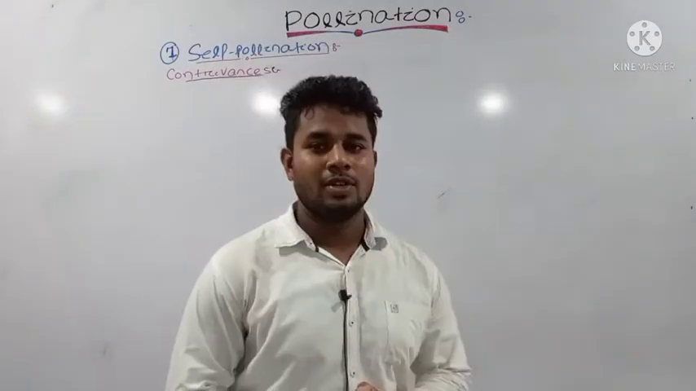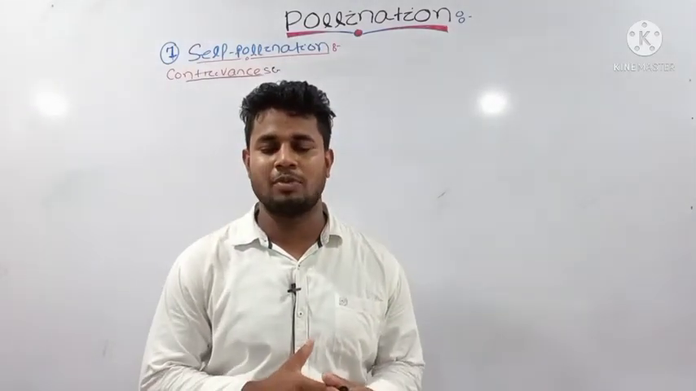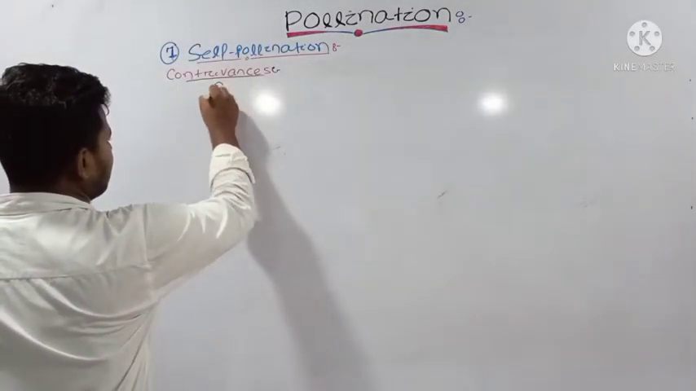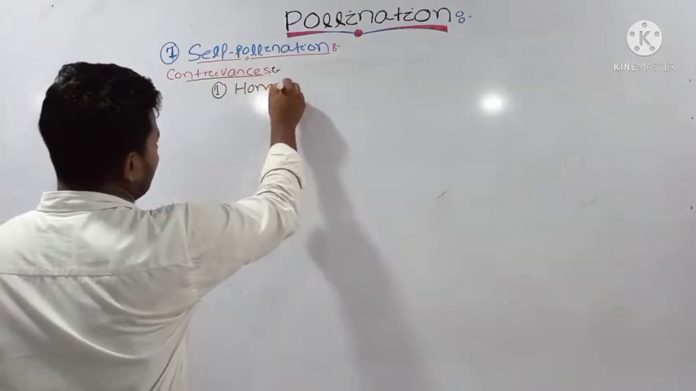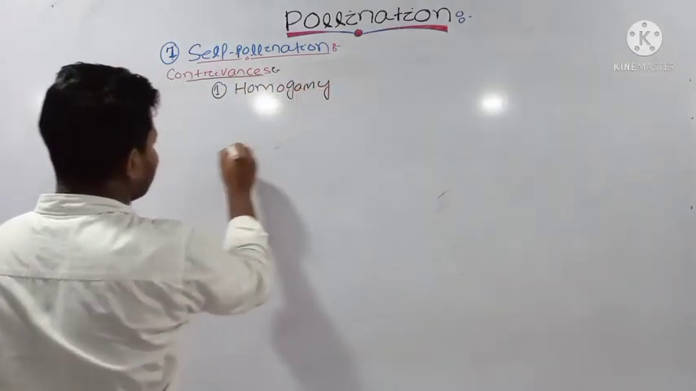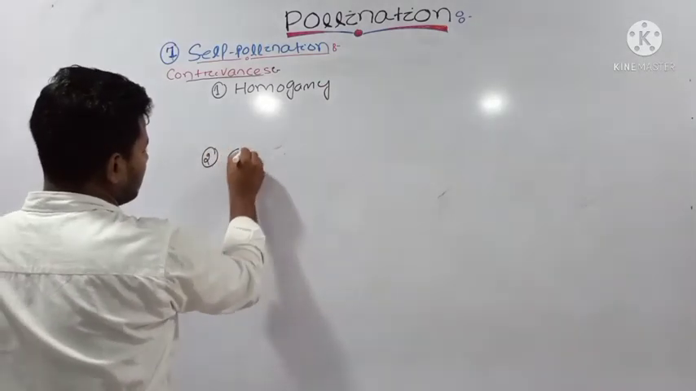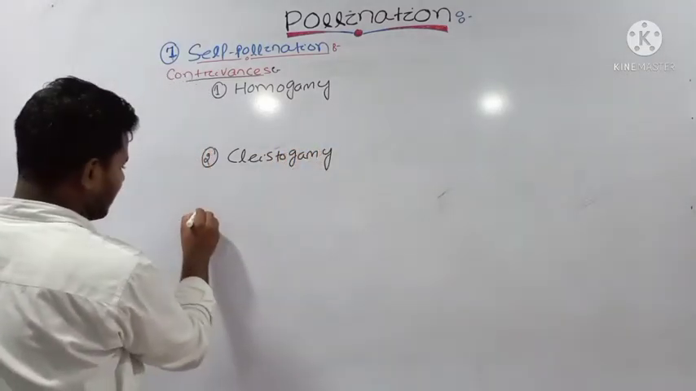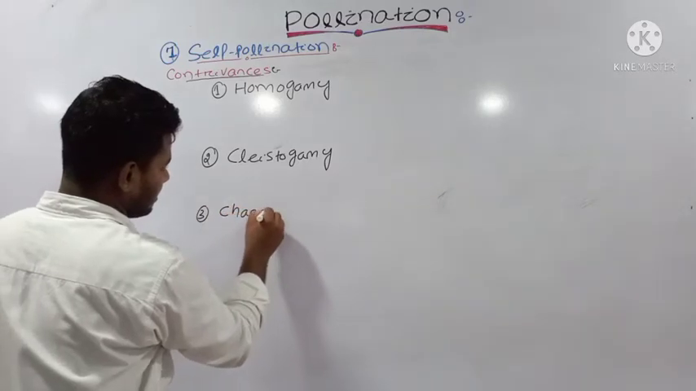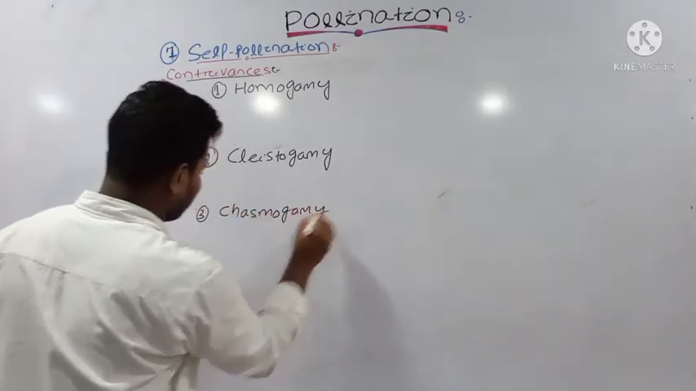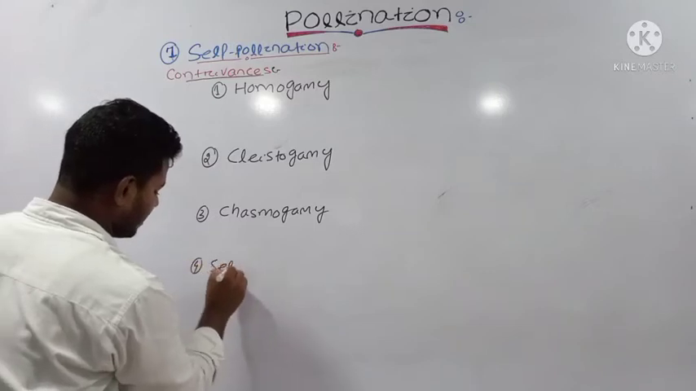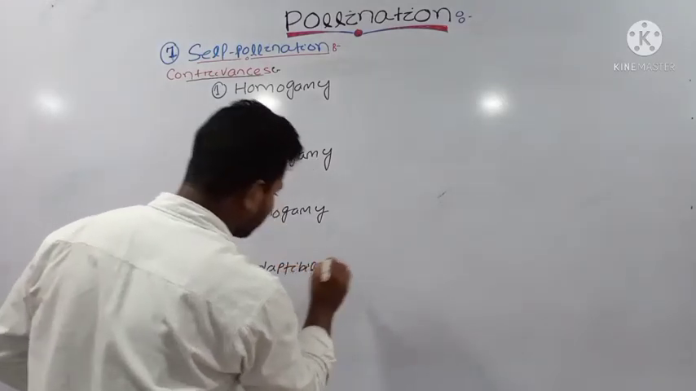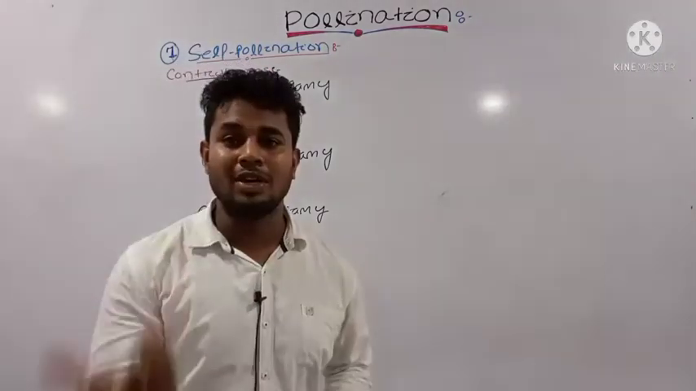Okay, basically there are 4 types of contrivances of self-pollination present. Let us discuss these 4 types. First contrivance is called your homogamy, second is called your cleistogamy, third is called your chasmogamy, and fourth one is called your self-adaptability. These are 4 types of contrivances that usually promote the self-pollination process.